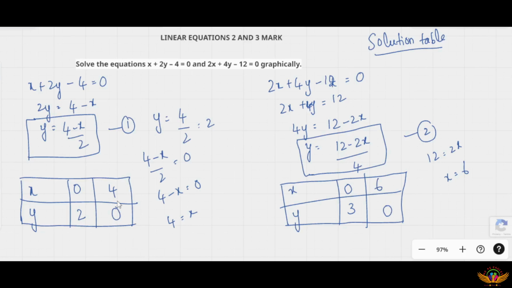So use this technique. Just take one value x as 0 and second one value y as 0. Then you will get the solution tables done. Now it's time for us to represent graphically our solution tables.